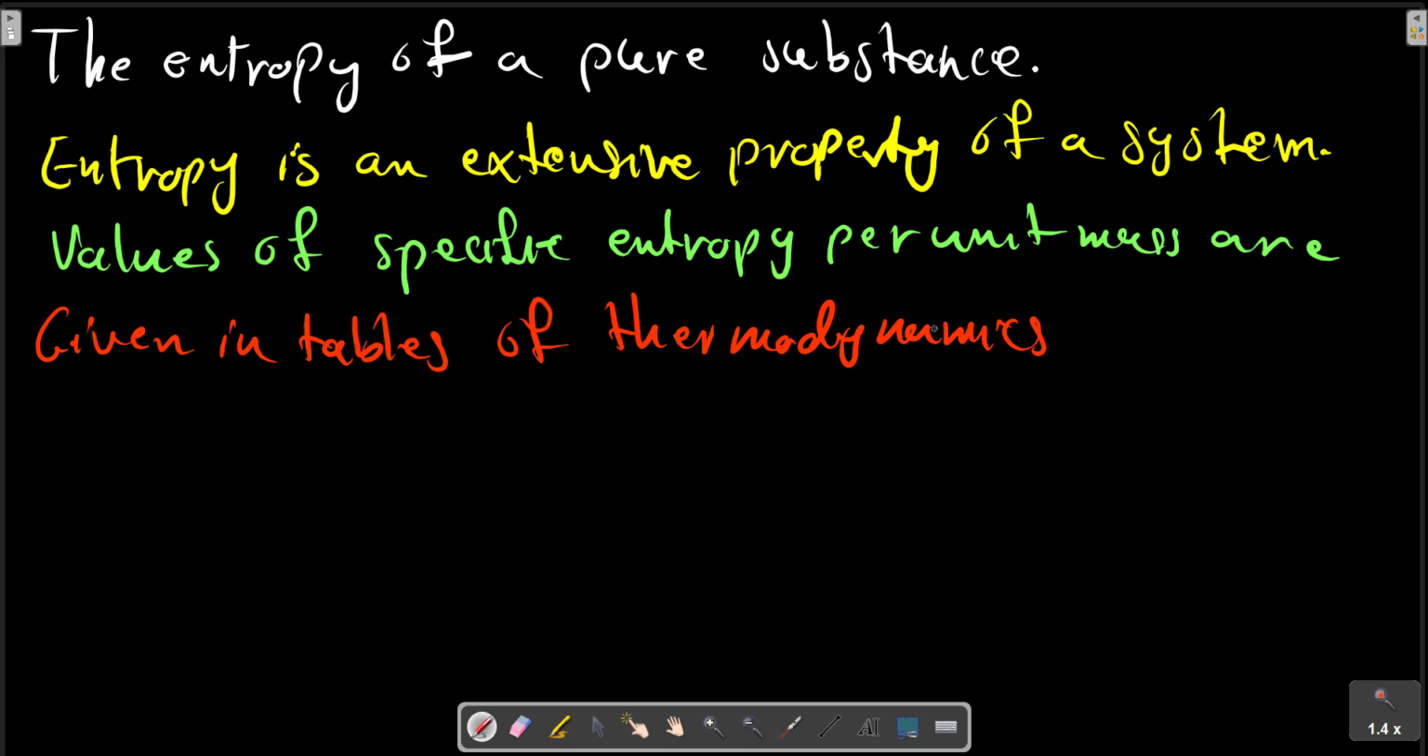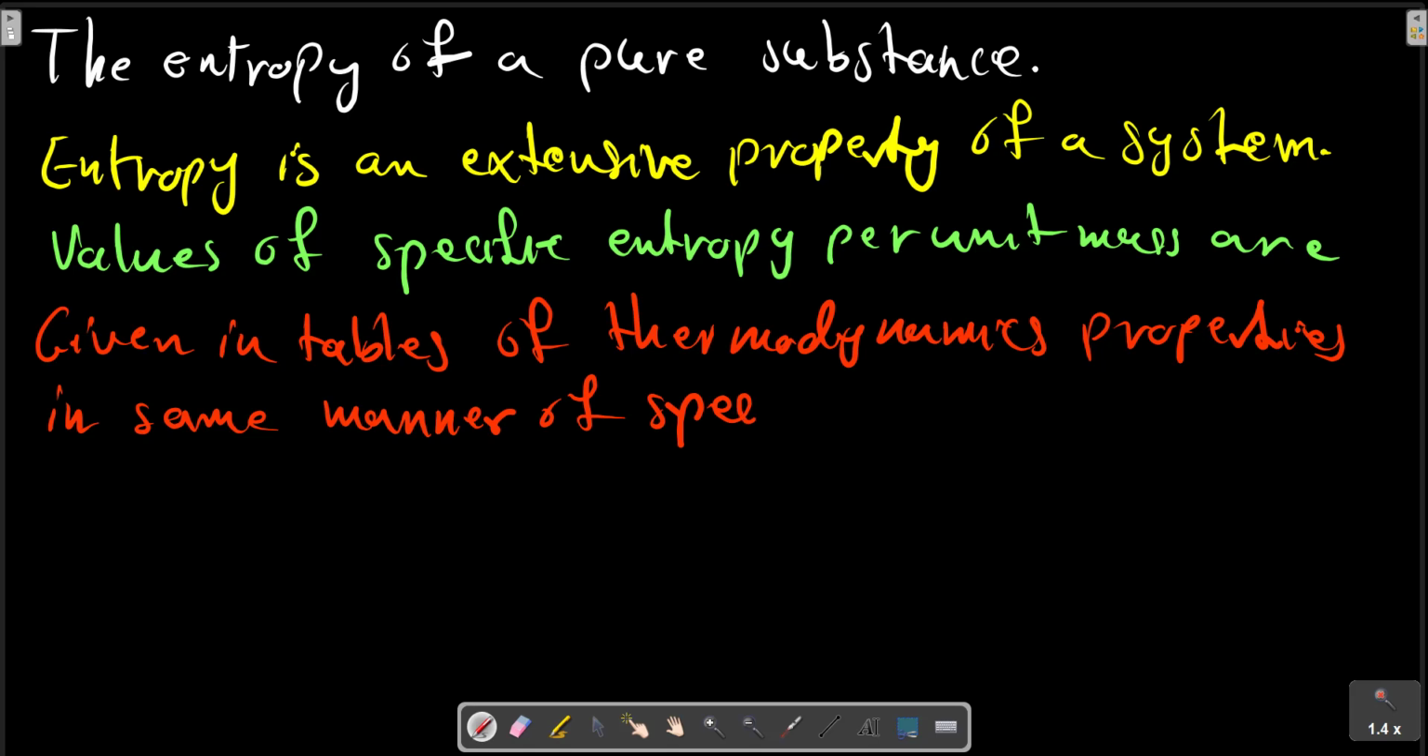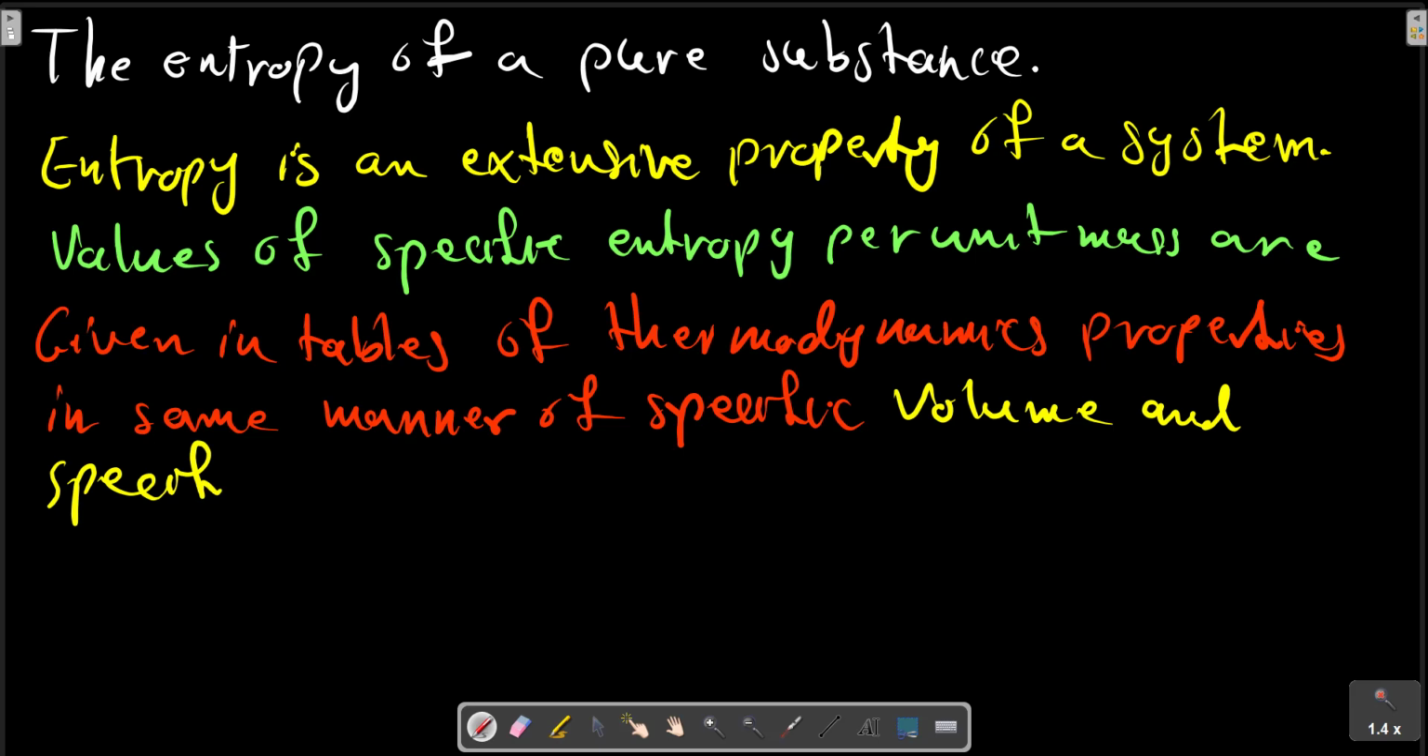Properties in the same manner as specific volume and specific enthalpy.